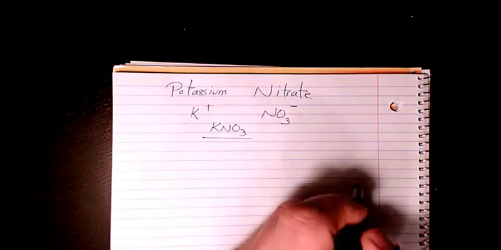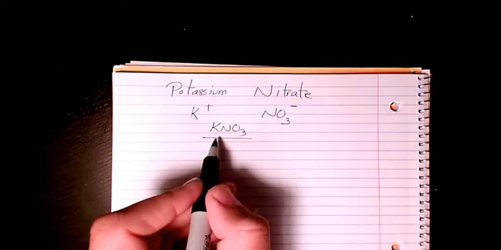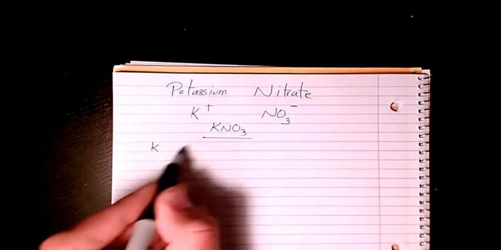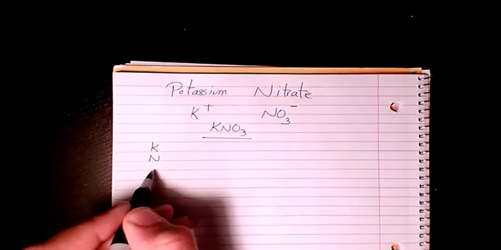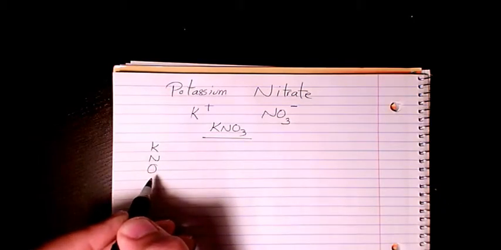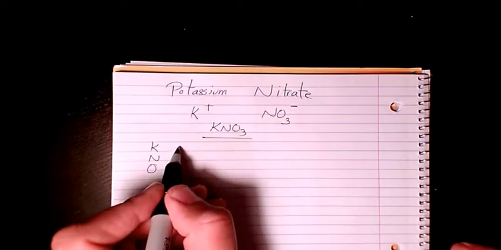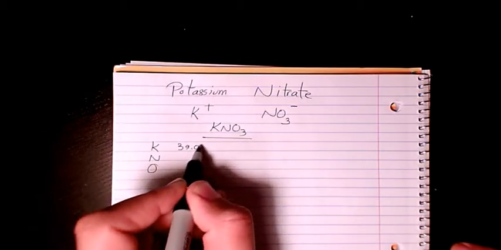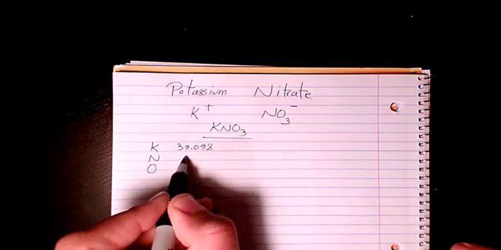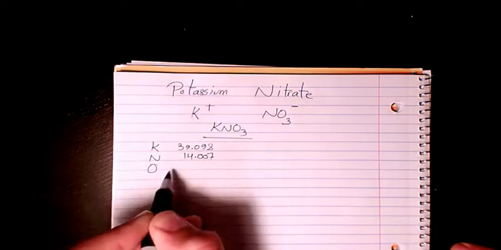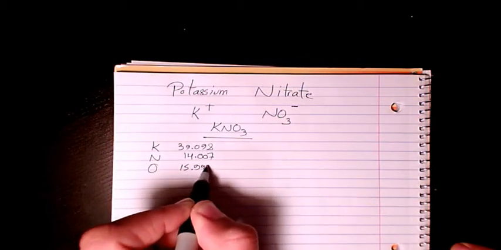That's the whole compound. And if you want to find the molar mass, you need to list all the elements: potassium K, nitrogen N, and oxygen O. And then you need to find out the atomic mass of each of them. Potassium is 39.098, nitrogen is 14.007, oxygen is 15.999.